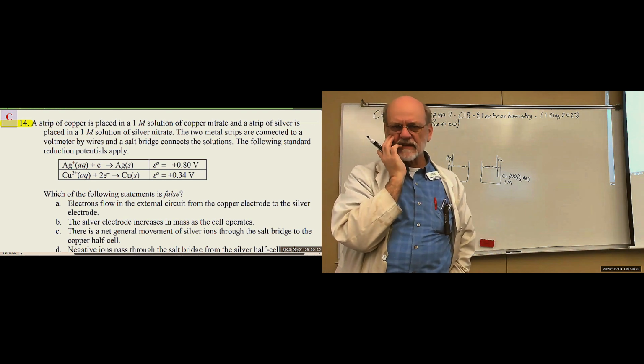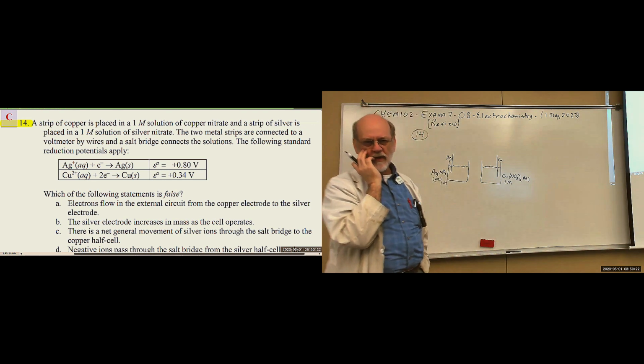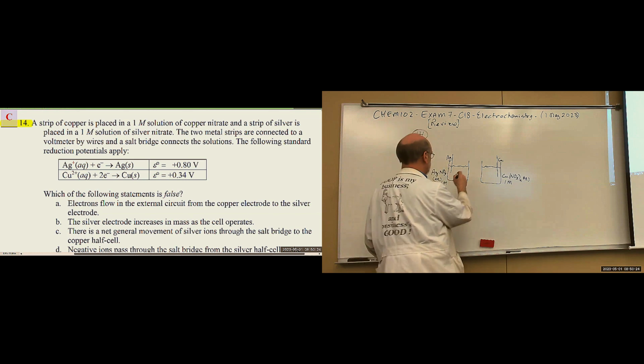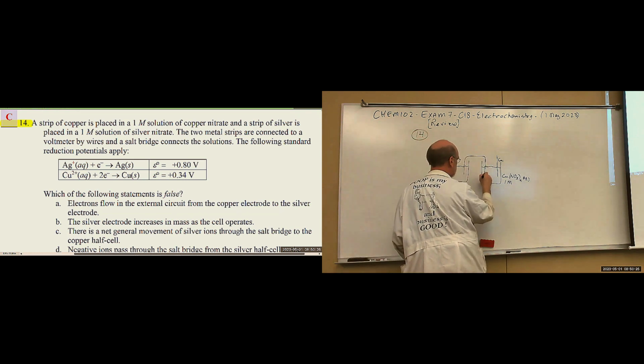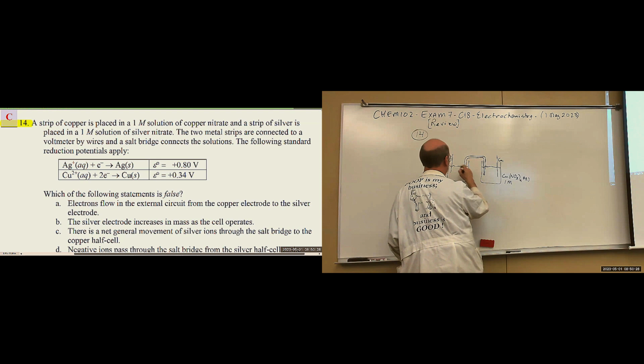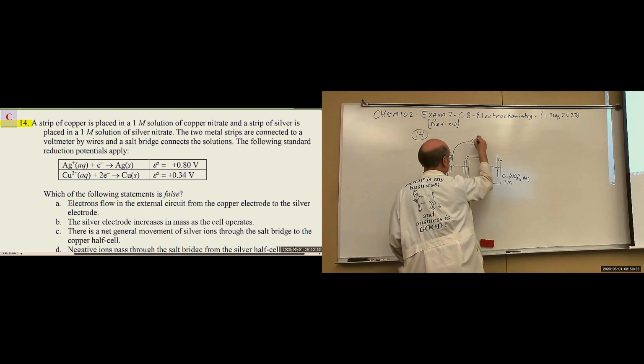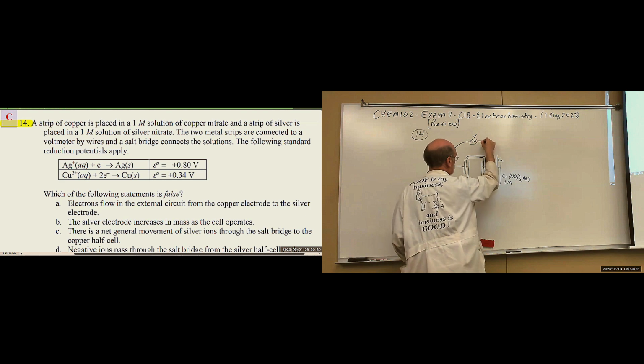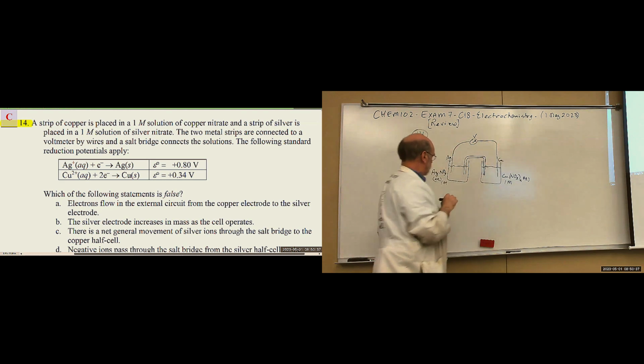Two strips are connected to a voltmeter by wires, and the salt bridge connects the solutions. Okay, so we've got a salt bridge here. And then this is connected to a voltmeter. There we go.